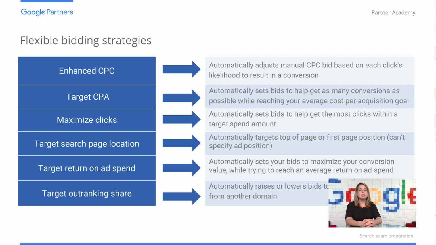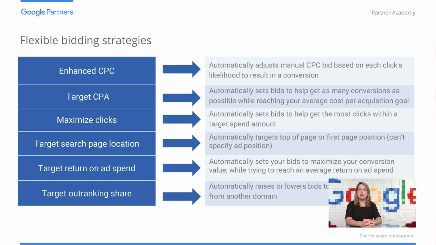To set this up, you need data on a minimum of 15 conversions in the past 30 days. If after implementing CPA bidding, conversions are dropping, you may consider raising the target CPA bid to improve performance. Enhanced Cost Per Click, or ECPC, automatically adjusts the manual CPC bid based on each click's likelihood to result in a conversion, up to 30% after any other bid adjustments.